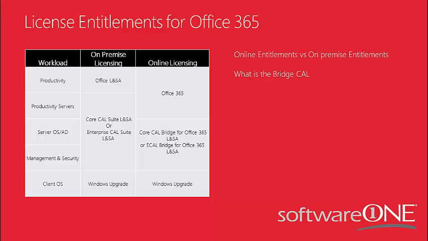The answer to that is the core CAL or the ECAL bridge. What those really are is the pieces in the core CAL and the ECAL that do not exist in Office 365. So your Windows Server CAL license, your System Center, your endpoint protection, the System Center client management suites and the ECAL suite. It gives you the ability to still have a bundle for those and the pricing for those, but not have a situation where you're buying the licenses twice.